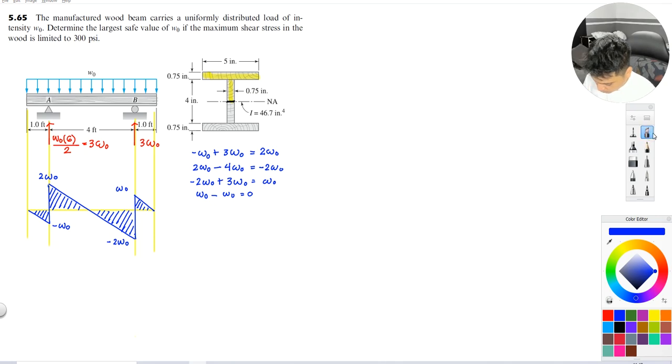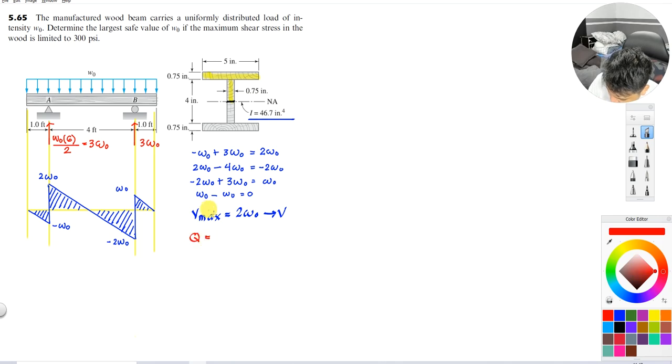So now we know that our V maximum is equal to 2W. So that is our V. Next, we already have I, so this is our I. We only need Q. So we need to find the value of Q.